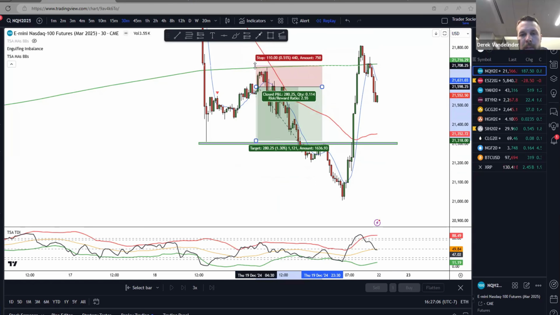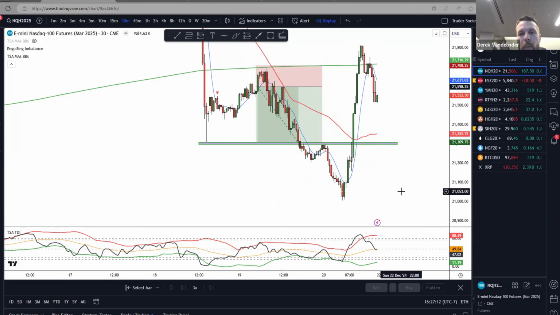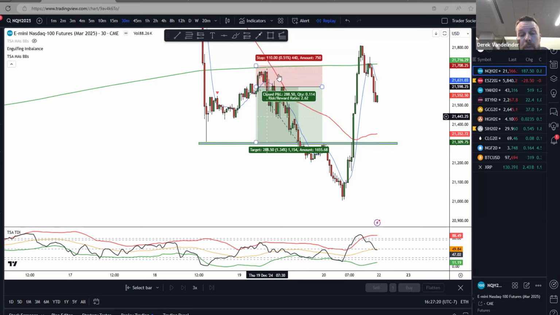So I think it was actually better than that 1 to 2. It's like a 1 to 2.5, which is great. As long as you're above a 1 to 1, I'm happy. I would like to see a 1 to 2 at least, but you can do the 1 to 1s. So that was those two trades.